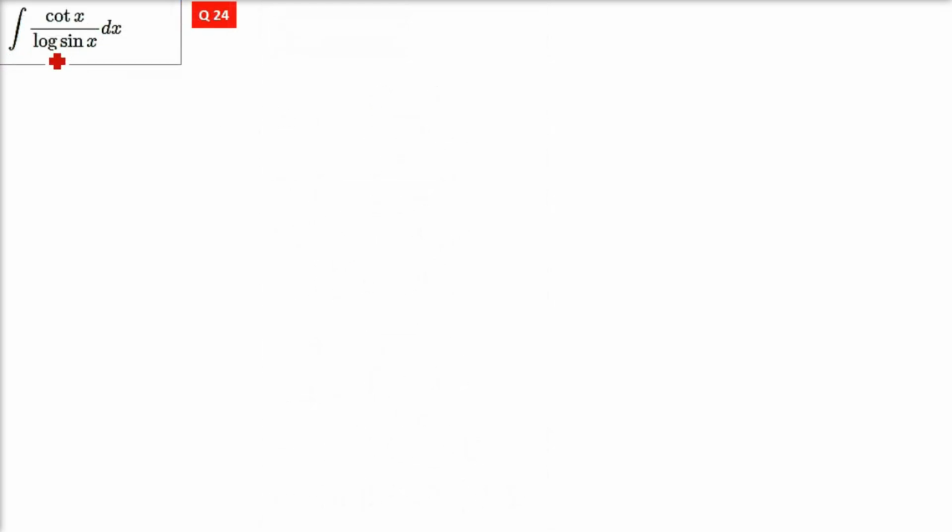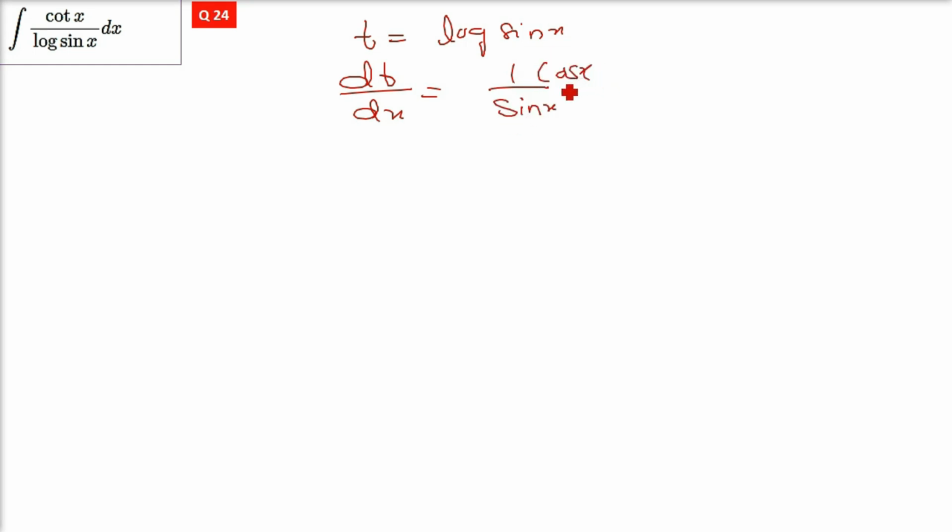Cot x divided by log sin x. Now this is a very straightforward question, because it's very clear. Log sin x, if you put it as t, you are going to get cot x dx. That is, if you write t equals log sin x, dt by dx is going to be equal to 1 by sin x into cos x, differentiation. So you get cot x on the right hand side. dt by dx you can take on the right hand side, it will be cot x dx. So the numerator goes, and this will form a dt.